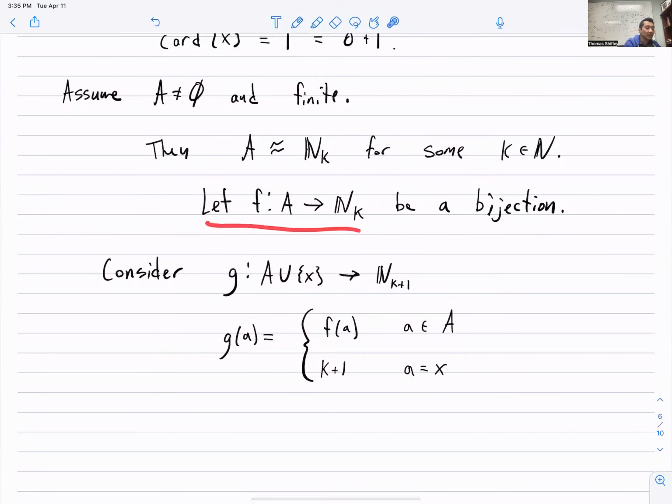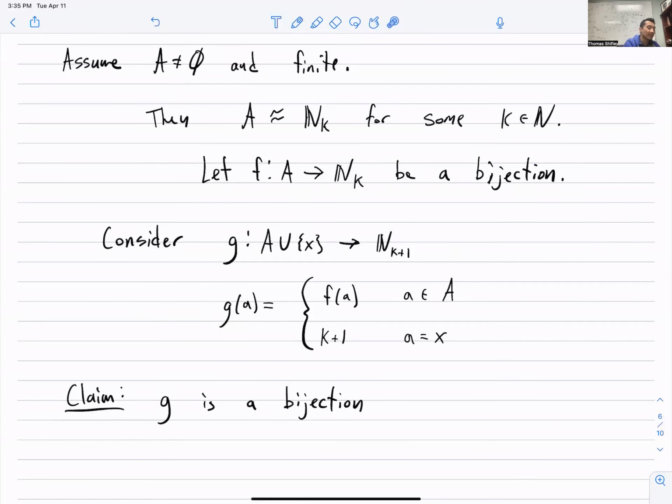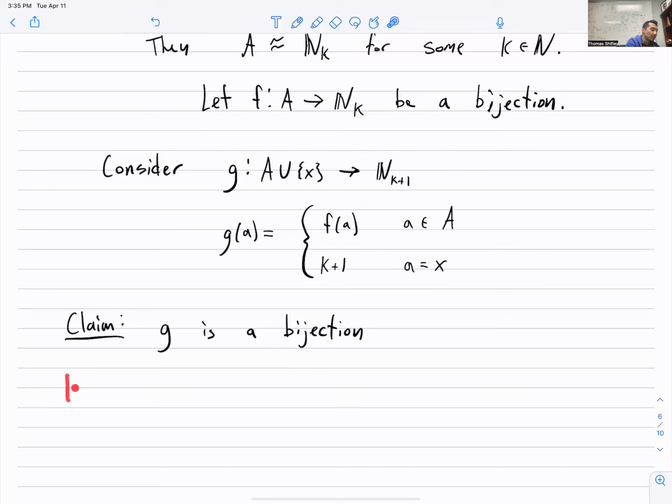It's very important that we use the definitions, and so even though it seems a little clunky, this is the way to really make sure we're doing it rigorously. Okay, we need to make sure that this is a bijection. So claim: G is a bijection. If we can show that G is a bijection, then that would give us that A union X is in equivalence with N sub K plus 1, and everything would follow through. So let's do the 1-to-1.